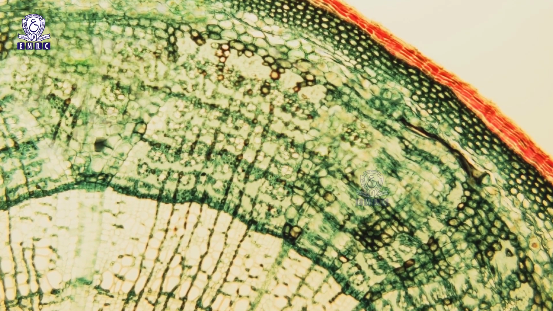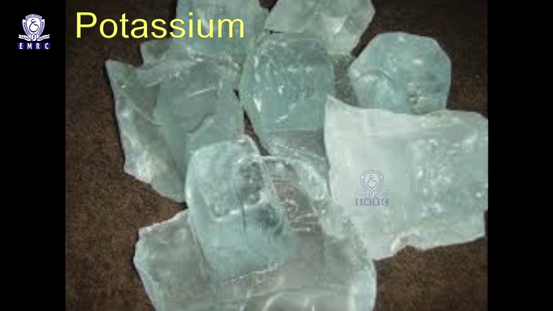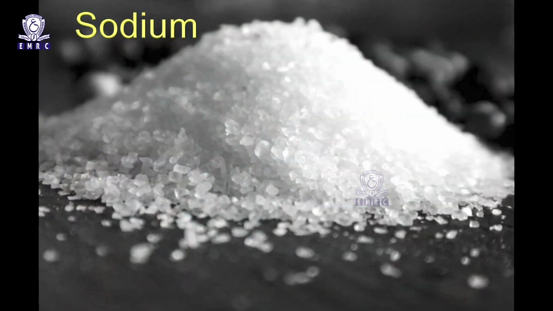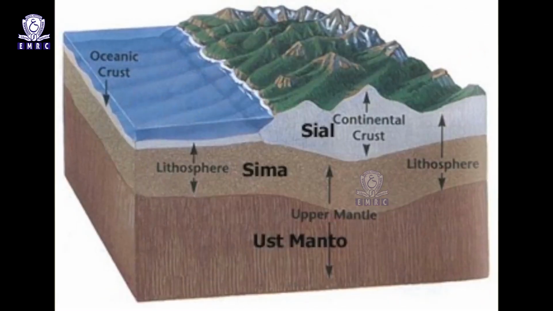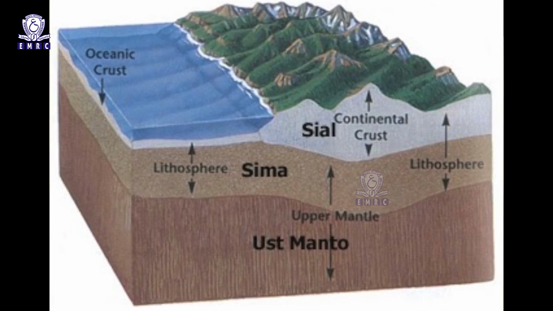Based on the chemical composition, this layer is dominated by silica and aluminium and therefore termed as Sial. This layer is dominated by silicates of potassium, sodium and aluminium. The continents are mostly formed by the Sialic layer. The thickness of this layer varies between 50 to 300 kilometers. This layer is mainly composed of granites.